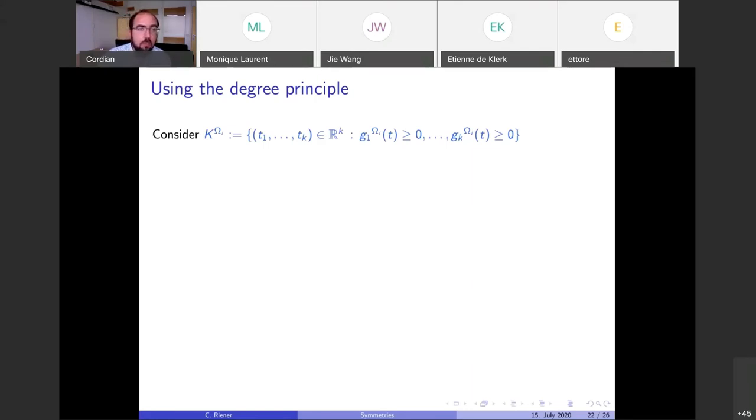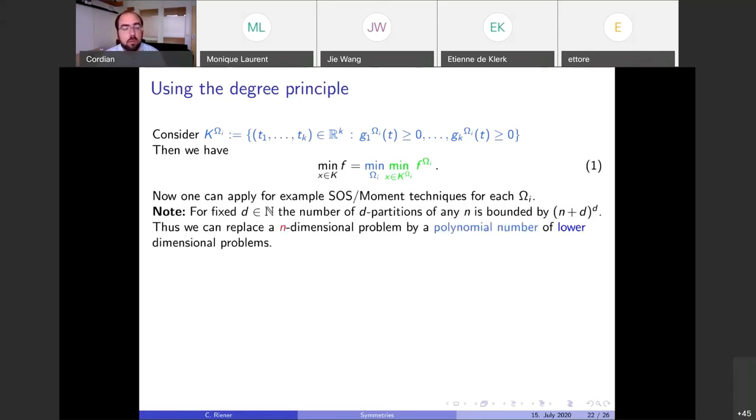I can also plug the same in for my semi-algebraic set K. So I define K_omega to be the t in R^k where the polynomials g_1^omega to g_m^omega, so again where I set variables to be equal, are greater or equal to zero. So this is now a semi-algebraic set living in R^k. And then we have obviously that the minimum of my original problem is nothing other than the minimum over all possible ways of arranging these, of the minimum of the resulting polynomial optimization problems. But those polynomial optimization problems now essentially have fewer variables. For example, one can then apply the same techniques that you all know, such as the SOS moment techniques, for every one of these individual problems in fewer variables.